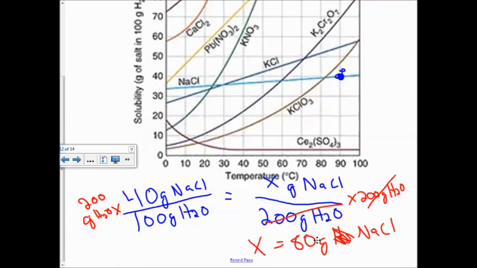And hopefully that kind of makes sense, right? So if I have 100 grams of water and I can dissolve 40 grams of salt, well, if I have 200 grams of water, does it make sense that I can dissolve twice as much? Yeah, that would make sense.